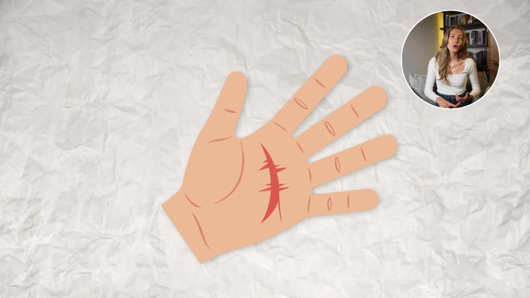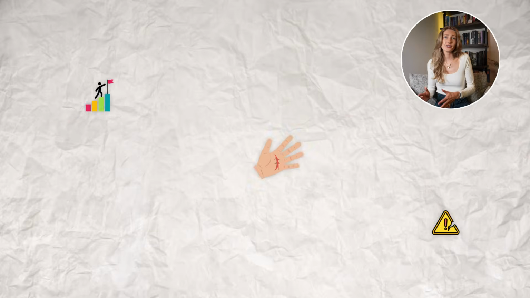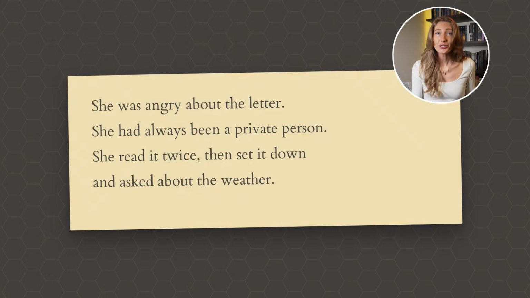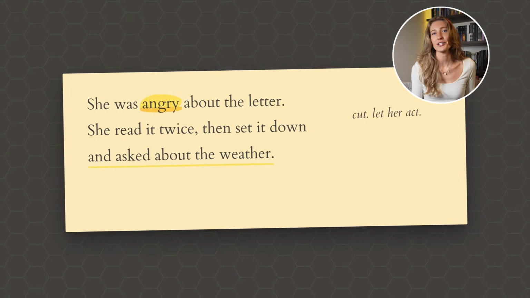Here's the gap that nobody talks about. You were taught what characters need. A wound, a goal, a flaw. Nobody taught you how to get those things off the character sheet and onto the page where the reader can actually feel them. So that is what we are doing. 5 techniques for revealing instead of describing. For each one, I'll demonstrate with a before and after so you can see exactly what changes.